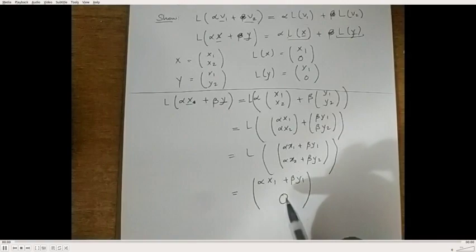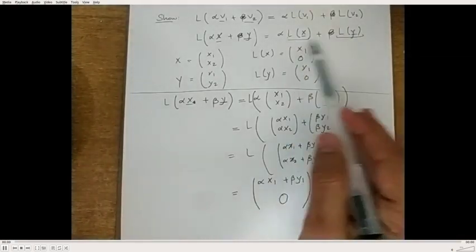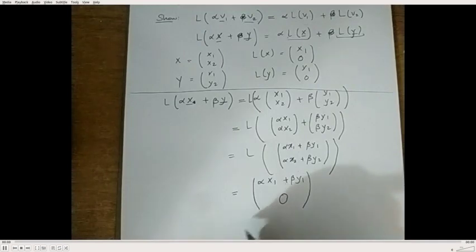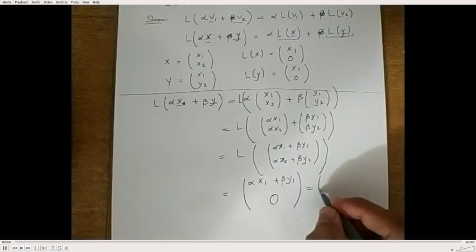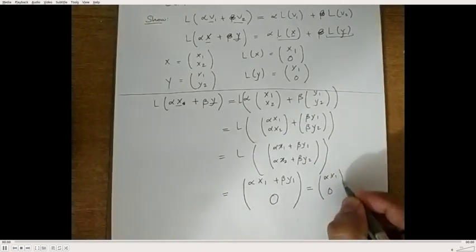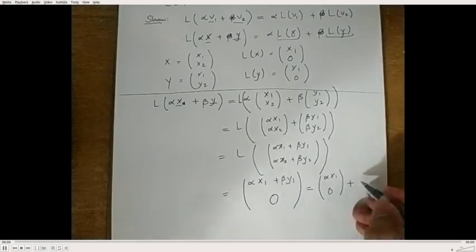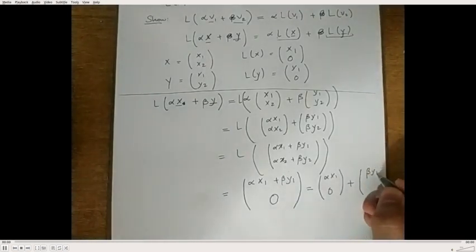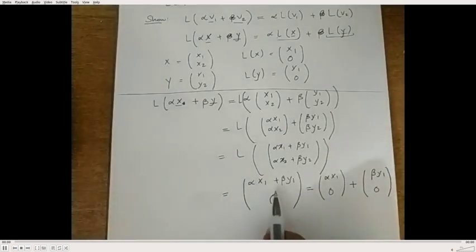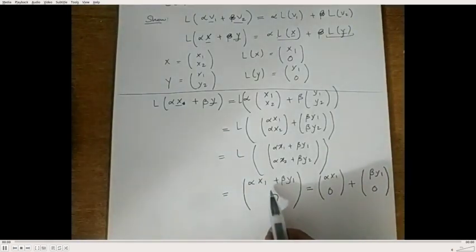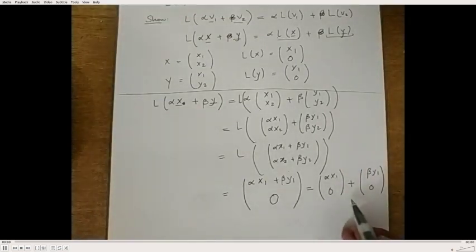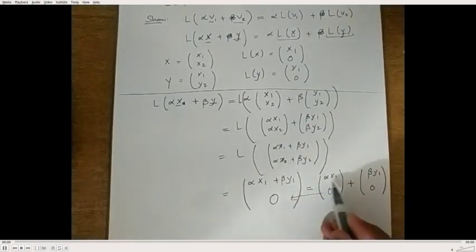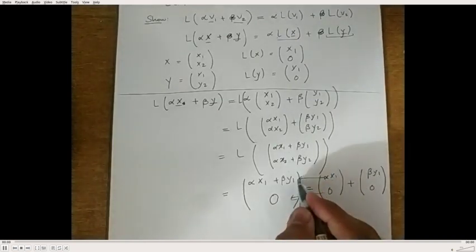Now I want to show that this is the same as this, so I can break down this entire vector as follows. I can say this is nothing but alpha times (x1, 0), separate this, and beta times (y1, 0). So I took the first component, there was an addition happening over here, and it works for the first component, and it also works for the second component because the second component is simply 0. So 0 plus 0 will give you 0, and alpha x1 plus beta y1 will give you this.